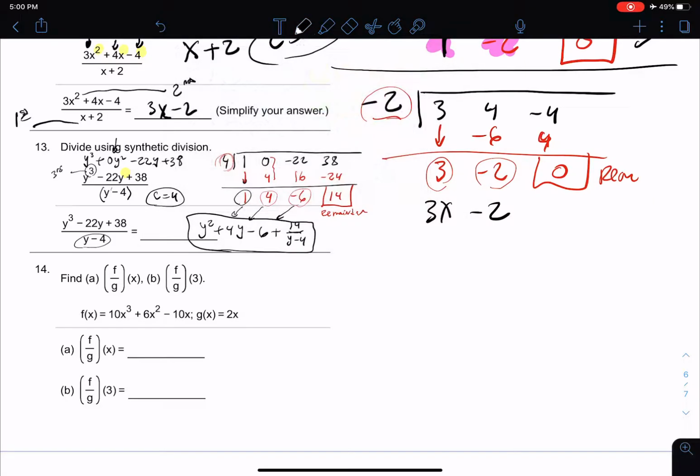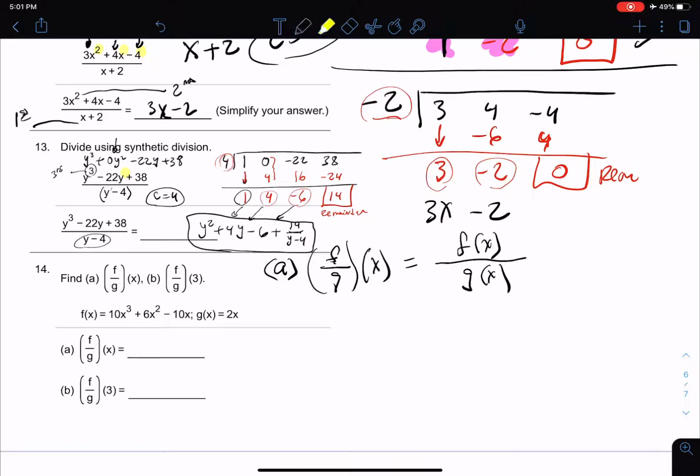And so we have our function notation. We've got f over g of x. What does that mean? Well, that literally means f of x, the function f of x, divided by the function g of x. Hey, it's division. It's what we're doing, right?